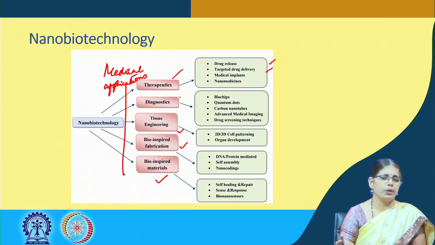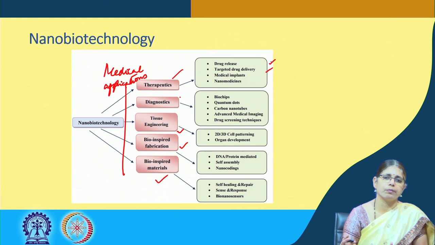Today the area of tissue engineering has become very relevant from the point of view of reach in terms of human health. The area of 2D or 3D cell patterning, since nanotechnology also looks at a bottom up approach. So, how to really look at organ development. Again, nanotechnology is relevant from the point of view of building materials.